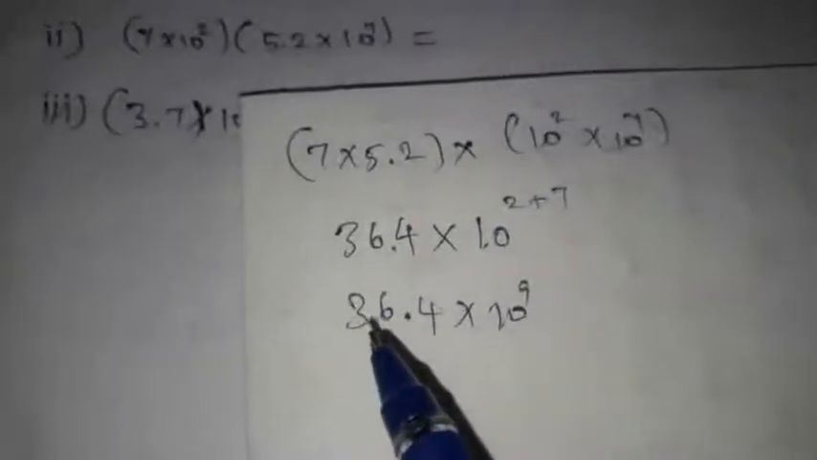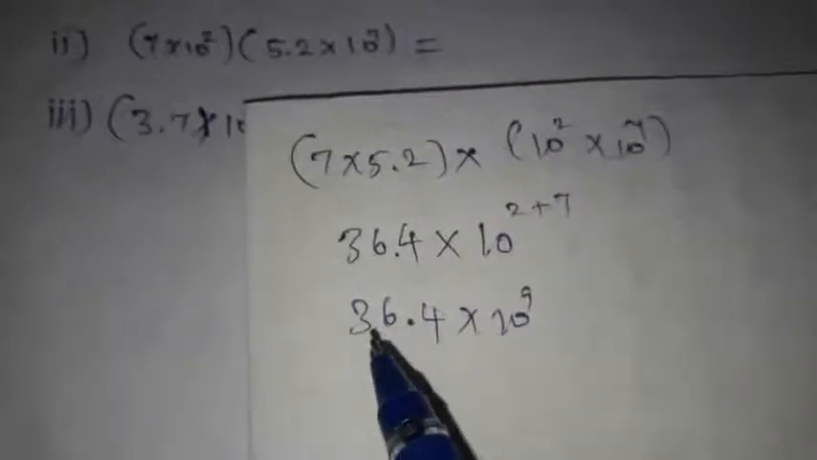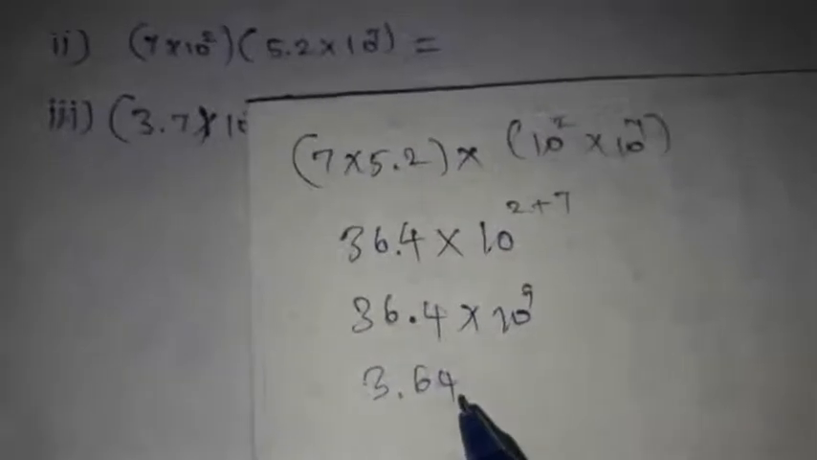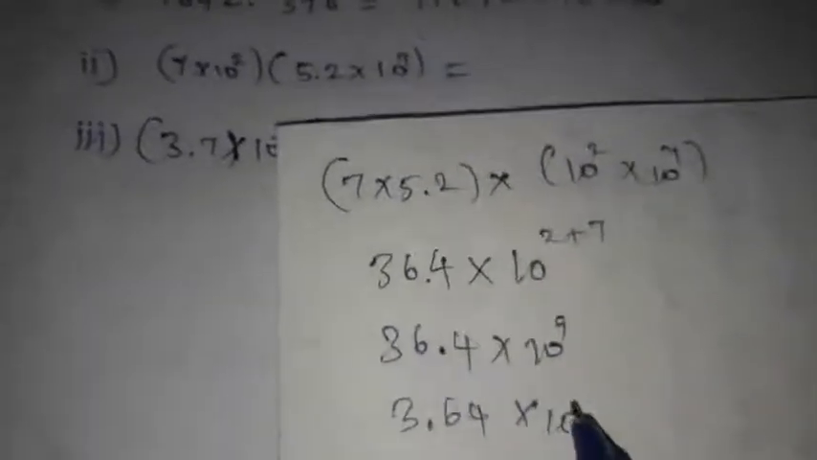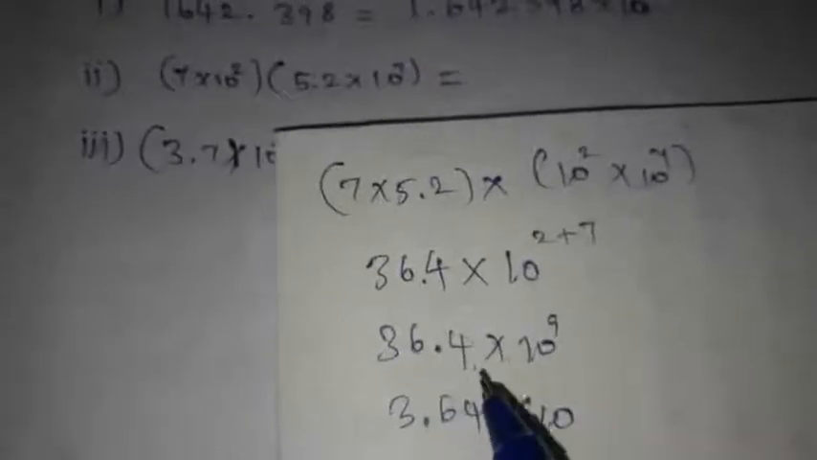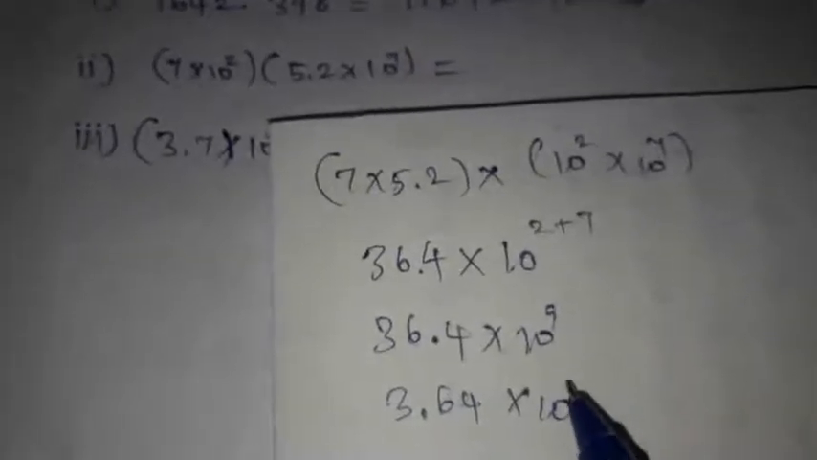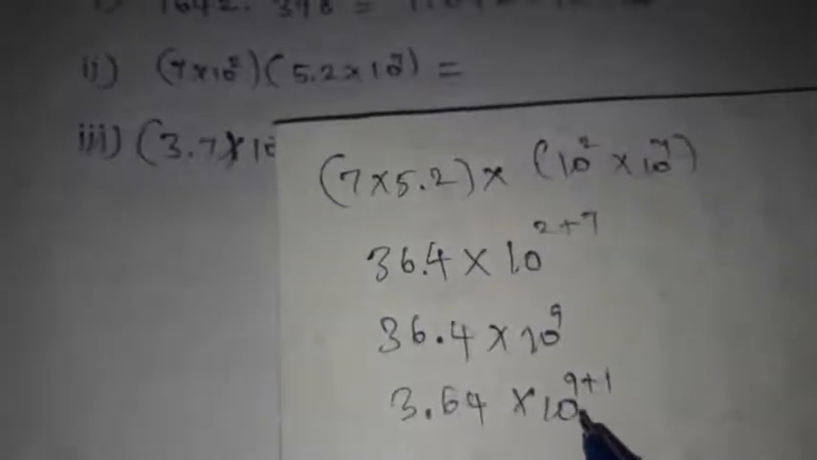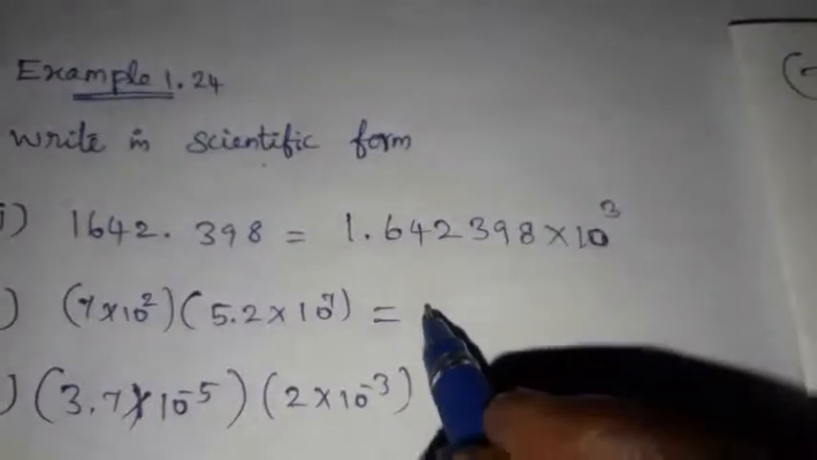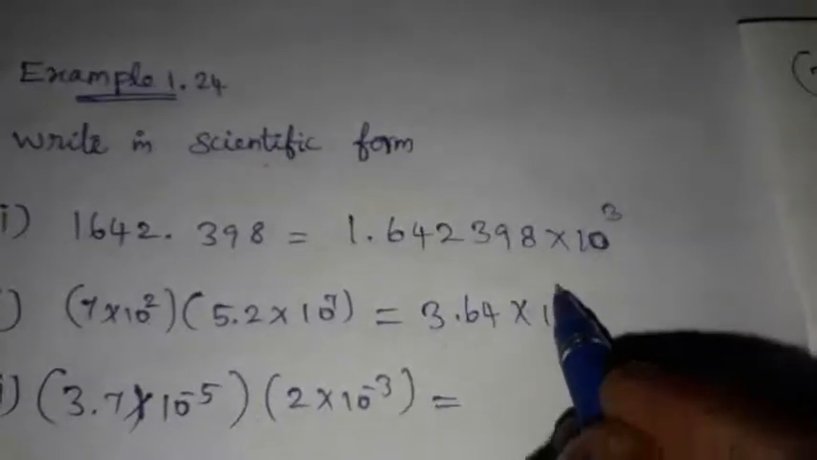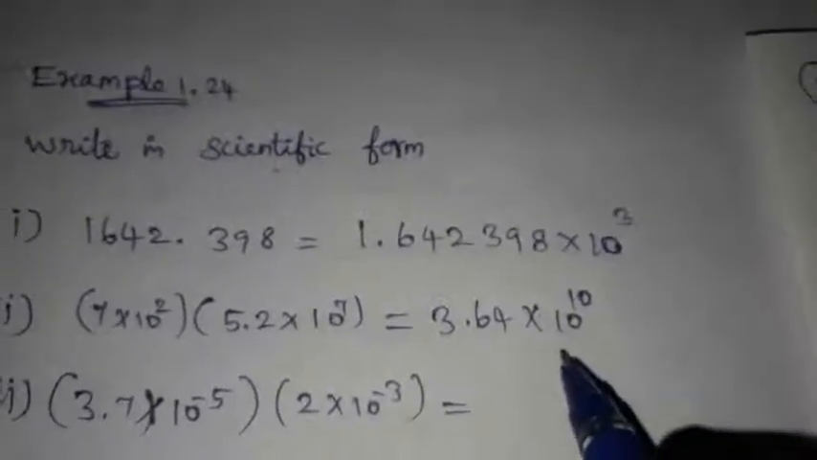The dot should be after the first number. So it can be written as 3.64 into 10 to the power. One place it has been moved. So we have to write 9 plus 1. So the answer is 10 power 10. So we have to write the answer 3.64 into 10 power 10. This is the answer for this question.